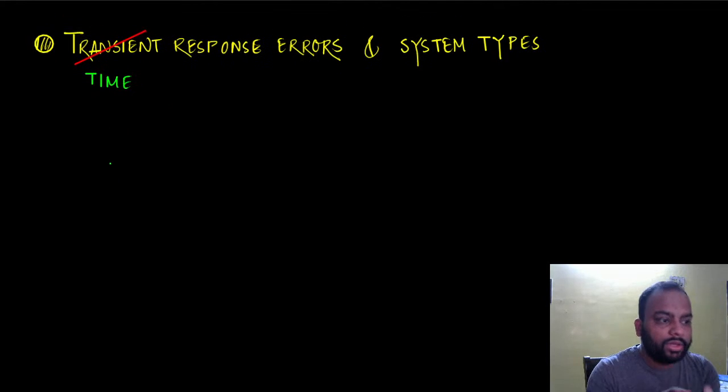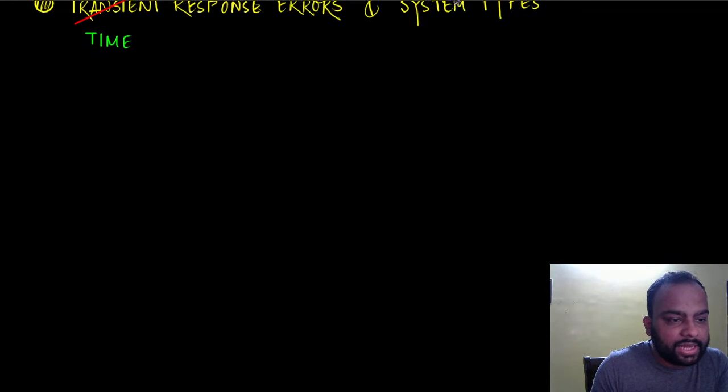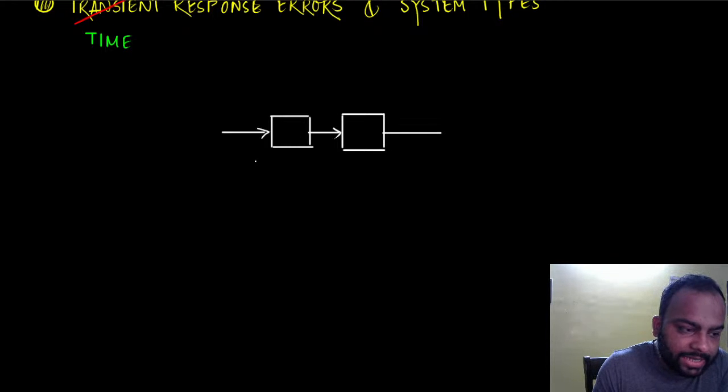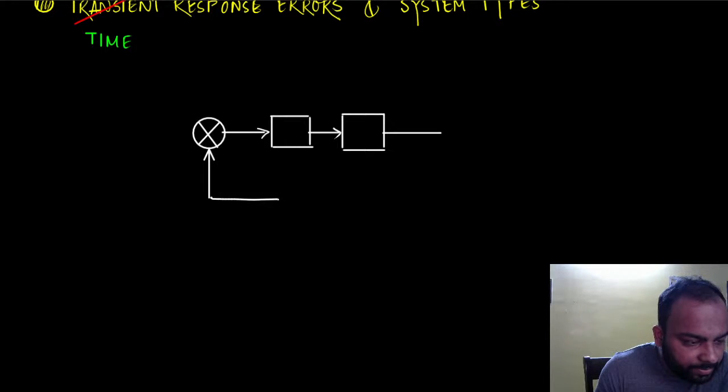All right, so right now we are talking about transient response errors or the time response errors. Now this is the topology of our control system, right? We usually have a controller cascaded with a plant or a system or whatever you want to call it. And then that is fed back to this comparator here by means of a feedback system. So we would have a feedback transfer function.